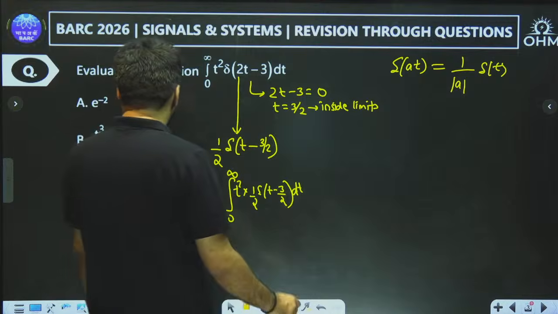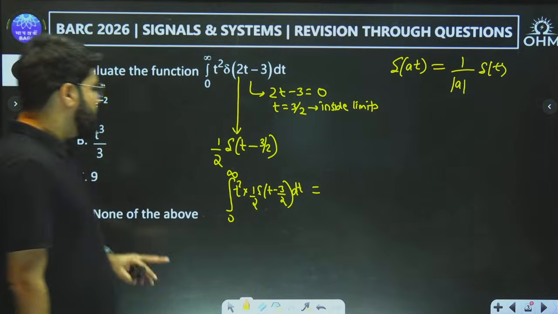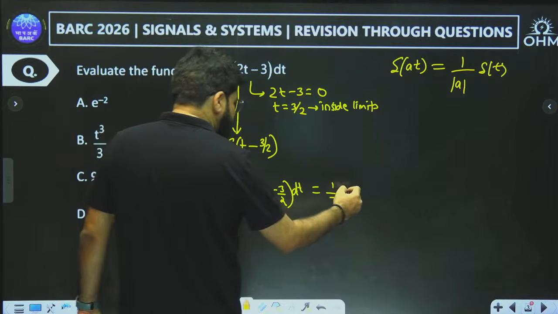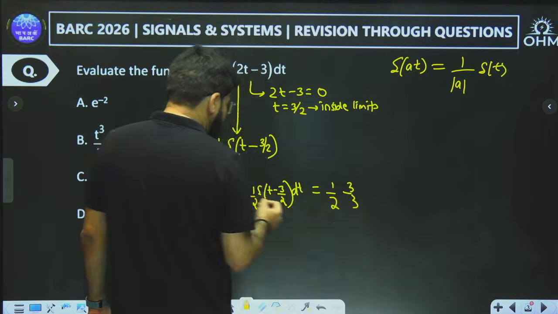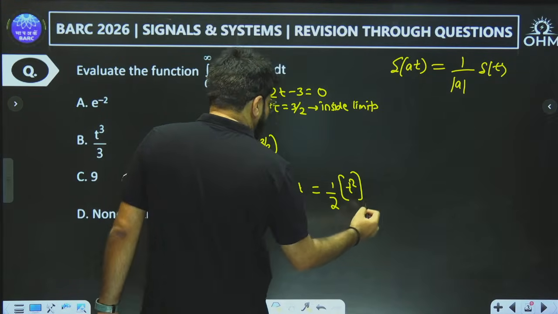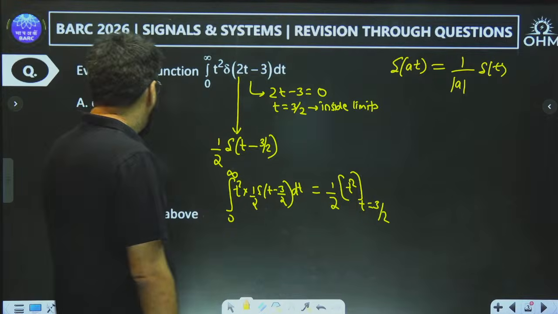So now what is going to be the answer? Definitely the answer will not be in t terms, because the answer will be given by 1 by 2 f of t naught. What is the f(t) function here? The answer is 1 by 2 f of t naught, that is t square, at t equal to the location of impulse, which is 3 by 2.